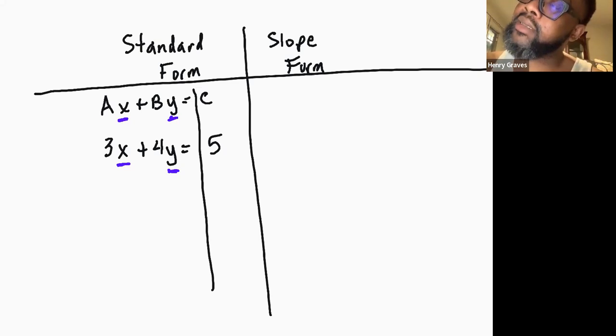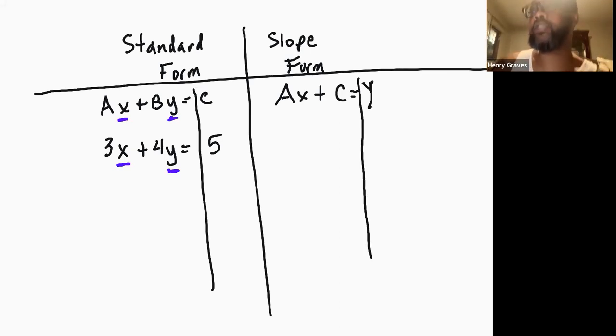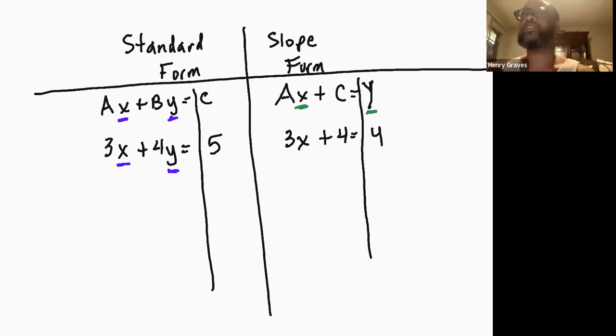It has ax plus c equals whatever the y is. Better, equals y. So right there, you notice the biggest difference: x is on one side, y is on the other side, right? A good example to illustrate better is something like 3x plus 4 is equal to y, right? Notice x and y are on opposite sides. So that's a great way you can know that.